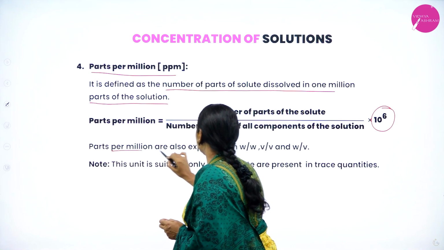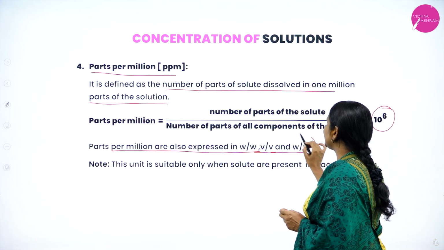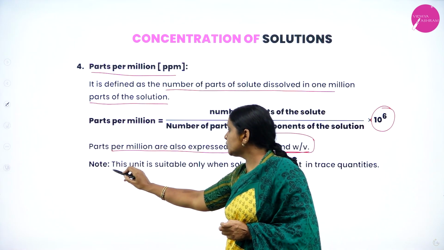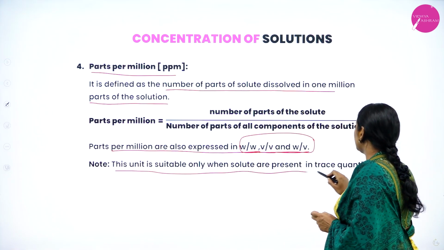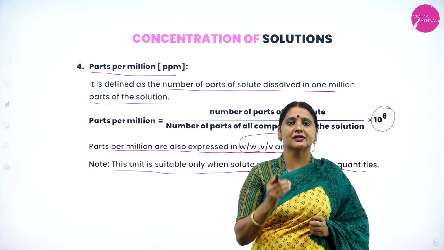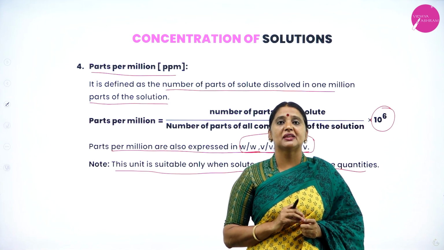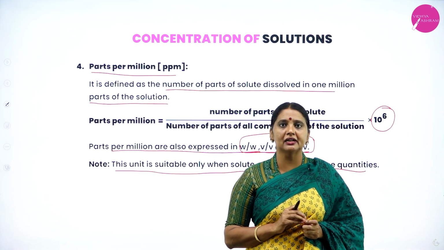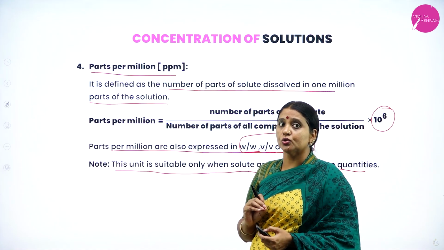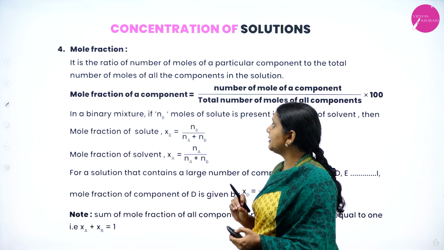Parts per million are also expressed in mass percentage, volume percentage as well as mass by volume percentage. This unit is suitable only when the solute is present in trace quantity, that is very, very small quantity. When solute is present in trace quantity, it can be expressed using the unit ppm, parts per million. This is the fourth unit which is used to express concentration.